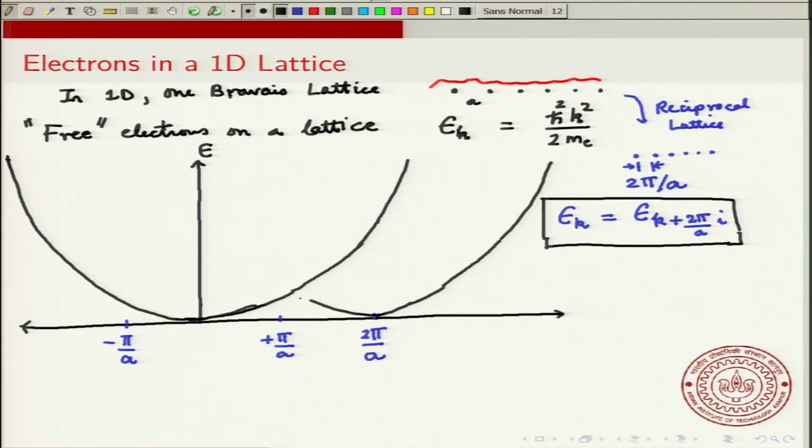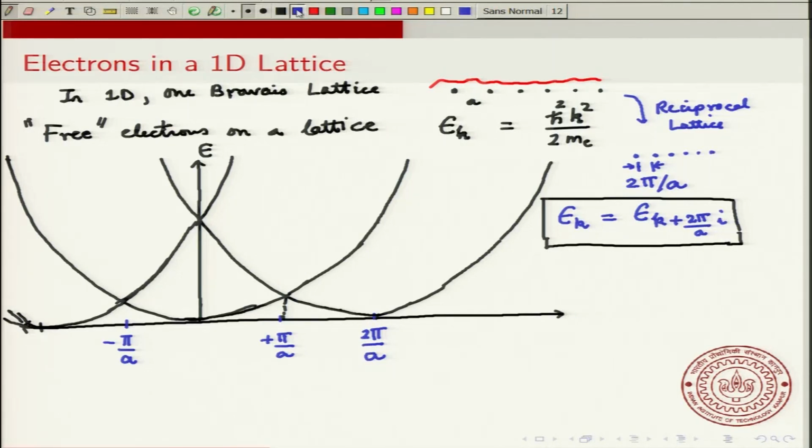And it will go out. And they will cross each other exactly at pi by a. So I have to draw this properly. They will cross each other exactly at pi by a. Now similarly we will have something coming from the other side that will also look like this. That is coming from the left, from minus 2 pi by a.